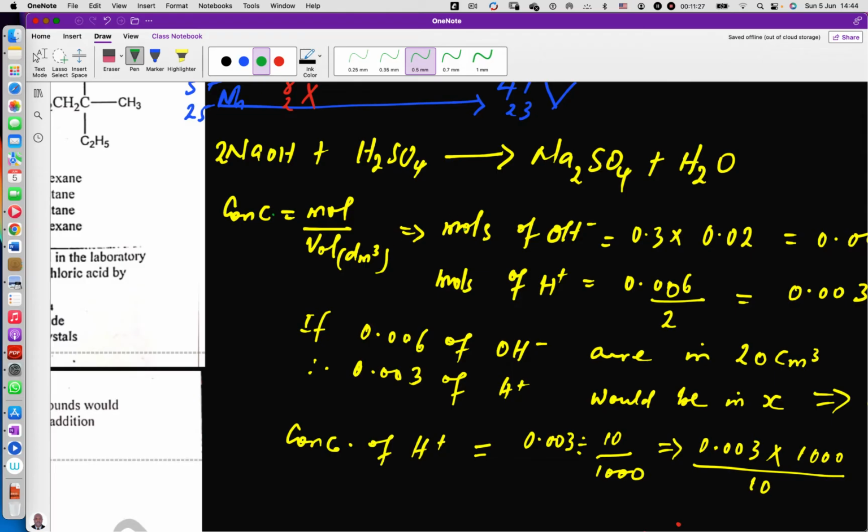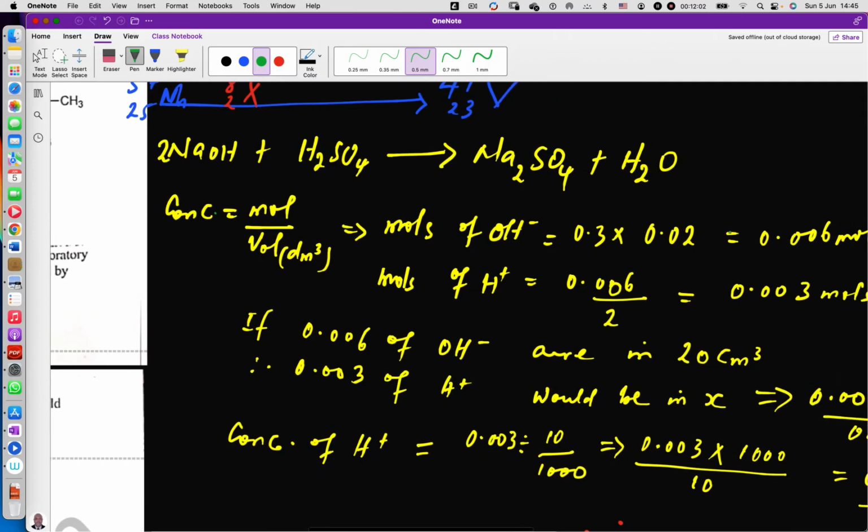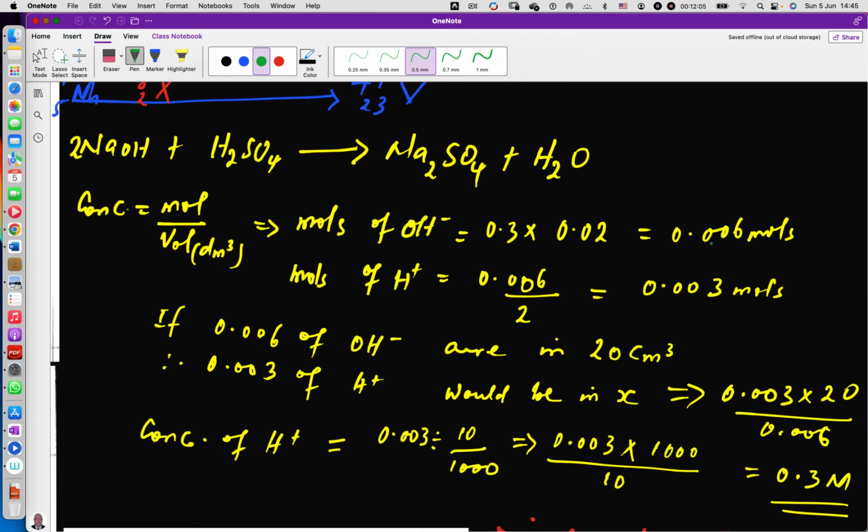So now we want to calculate for sodium hydroxide. Sodium hydroxide is 0.3 molar, and the volume is 20 cm cube. 20 divided by 1000 is 0.02. So the number of moles of sodium hydroxide will be concentration times the volume: 0.3 times 0.02, and what we will have is 0.006 moles. That is for sodium hydroxide.